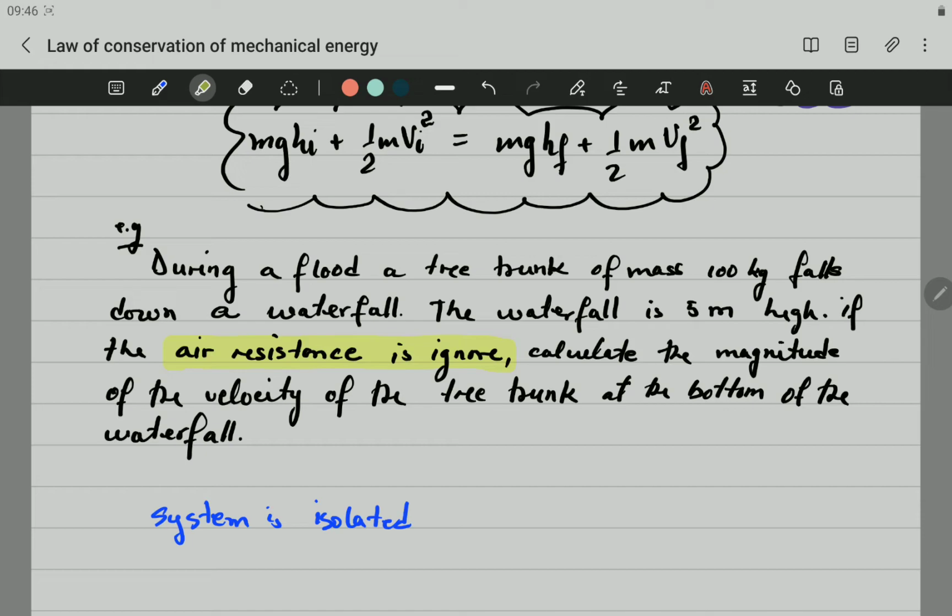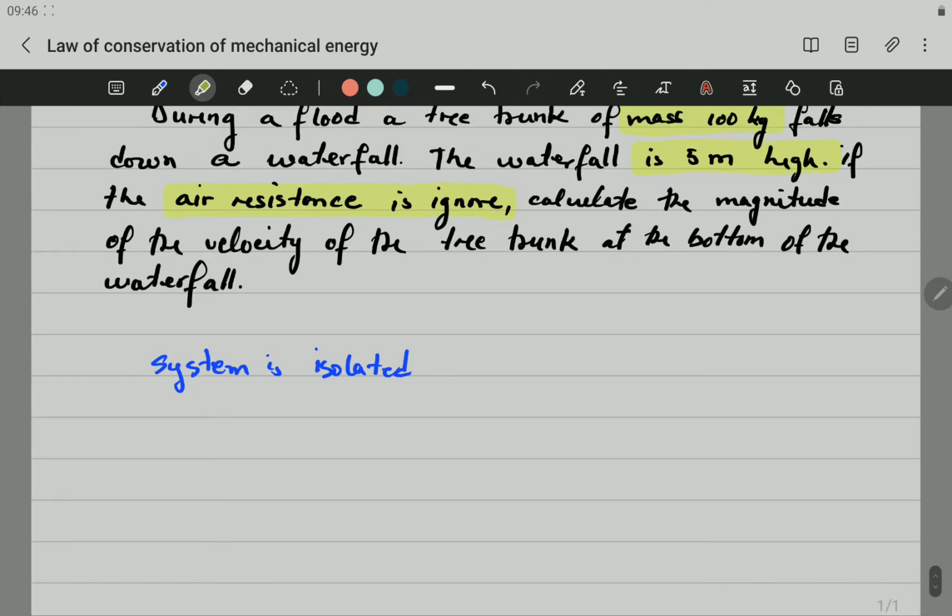So during a flood, a tree trunk of mass 100 kg, there is the mass, falls down a waterfall. The waterfall is 5 meters high. So that is the data, and we are going to use the principle of conservation of mechanical energy. We can straightforwardly say that the mass multiplied by acceleration due to gravity multiplied by the initial height plus half mass multiplied by the initial speed squared is equal to mass, acceleration due to gravity, final height plus half mass final speed squared, and that is what you are looking for, the velocity at the bottom of the waterfall.